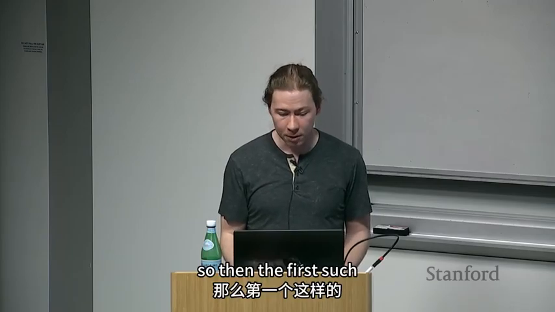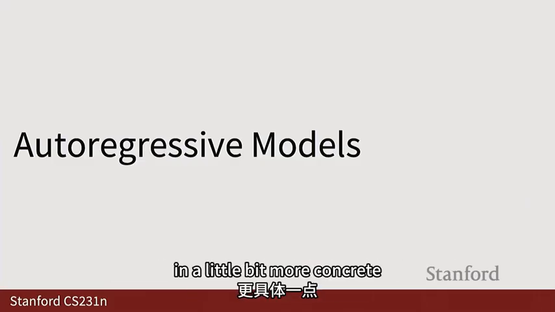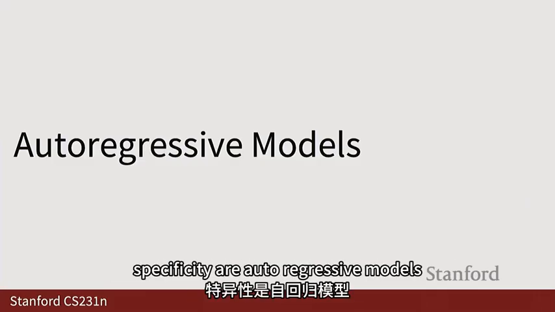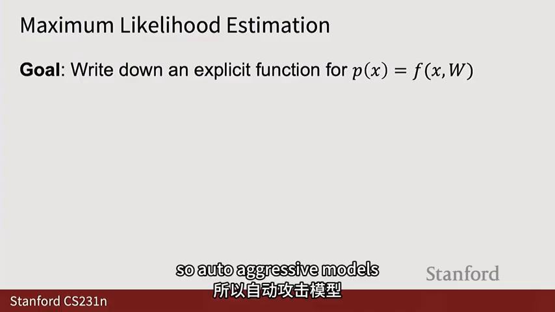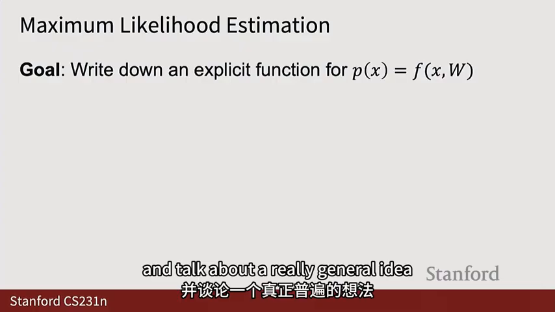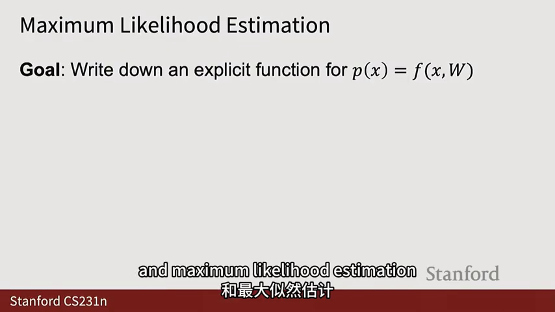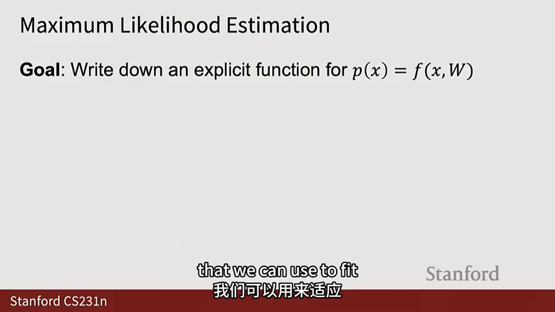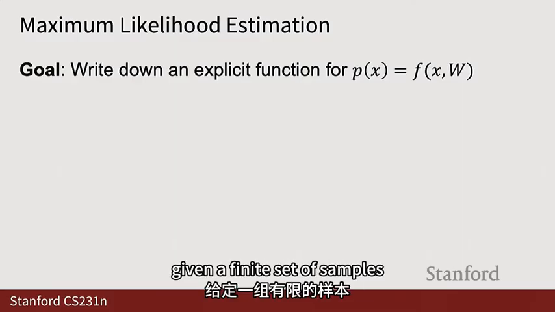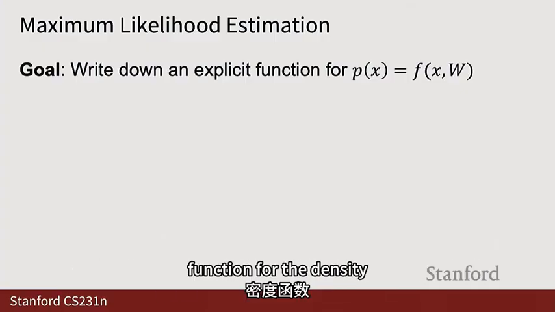Okay, so then the first such generative model that we'll actually talk about in a little bit more concrete specificity are autoregressive models. We're actually going to take a slight detour and talk about a really general idea behind all of generative modeling, and that's the idea of maximum likelihood estimation. Maximum likelihood estimation is a quite general procedure that we can use to fit probabilistic models given a finite set of samples. So the idea is we're going to write down some explicit function for the density.